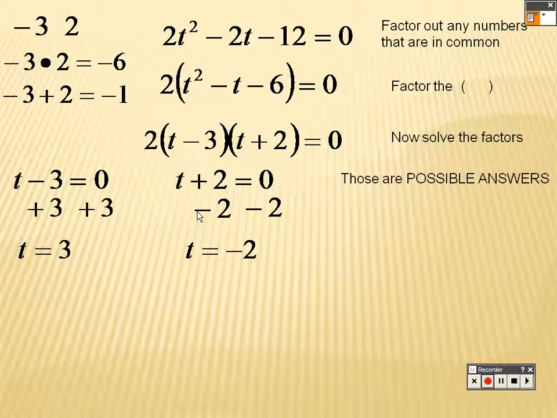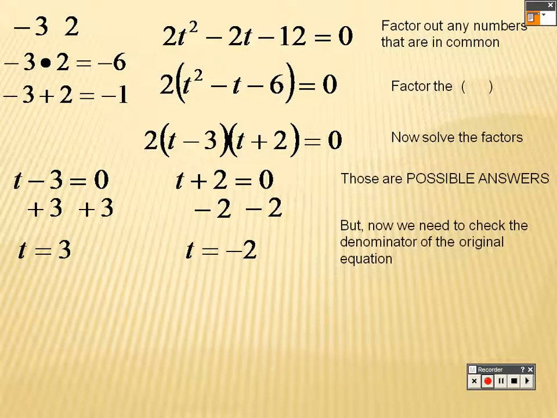Now remember, those are possible answers. It doesn't mean they work. So we need to check the original to see if it works. So when I plug in a 3, 3 plus 2 is 5. That works in the bottom. 3 plus 2 is 5. That one works in the bottom. So that's okay. The bottoms all work, because remember, the bottom is my big concern. You do not want a 0 in the denominator. That's the big concern here. That's what you're looking for.